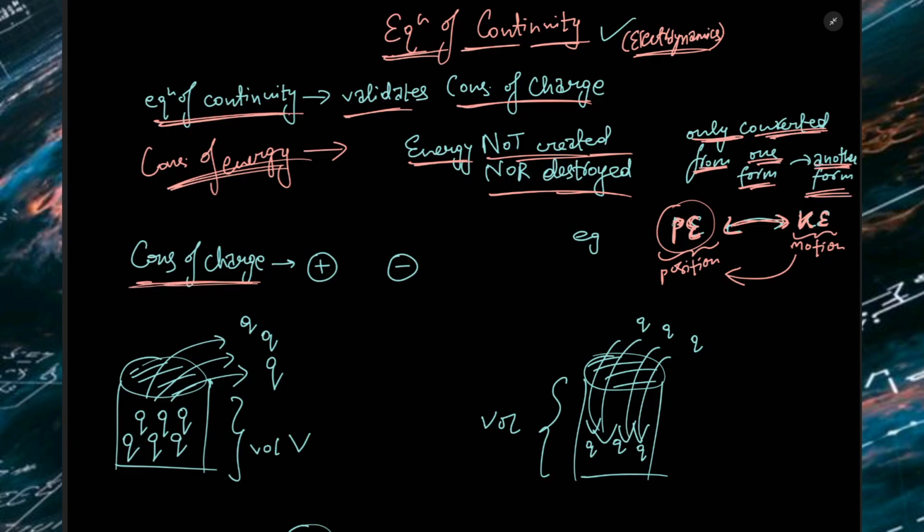For example, suppose we take potential energy and kinetic energy. Potential energy is due to the position of a particle. Suppose a body is at rest, then it will stay at rest. Now, if the body starts to move, then the potential energy of that body converts into kinetic energy. And if that body comes to rest again, then the kinetic energy becomes potential energy again. So this energy keeps on converting from one form to another form.